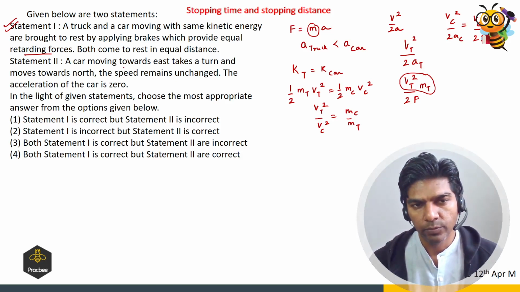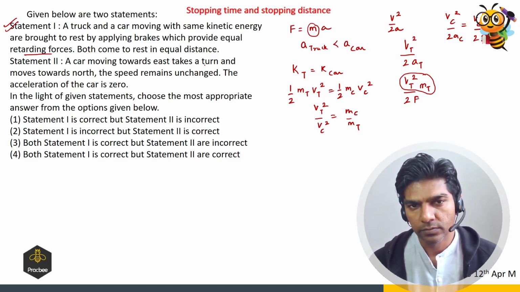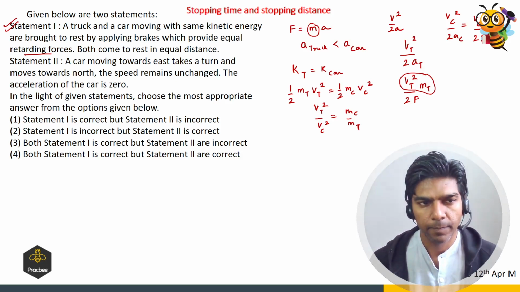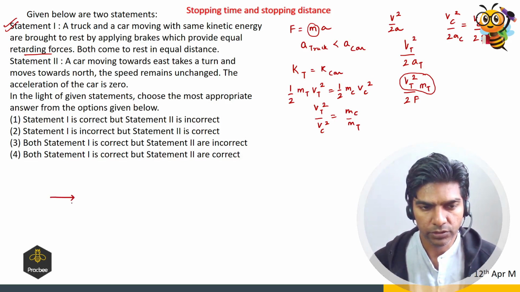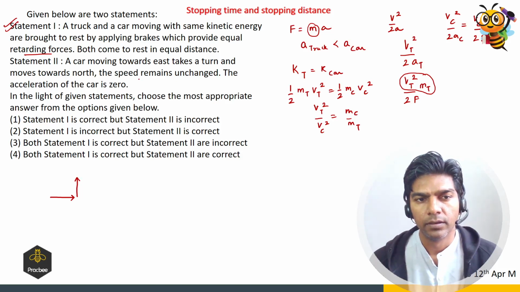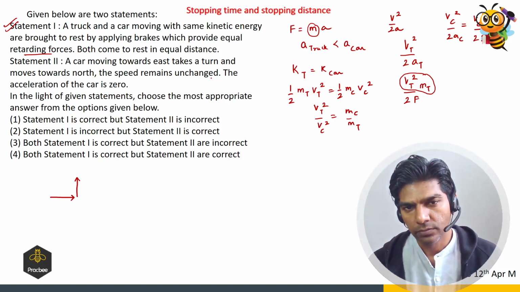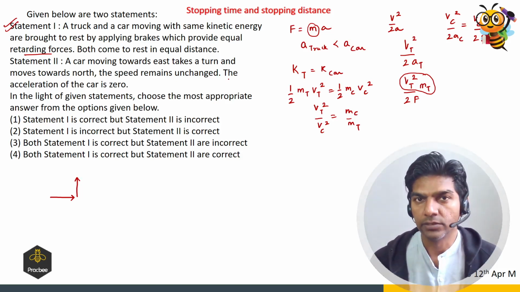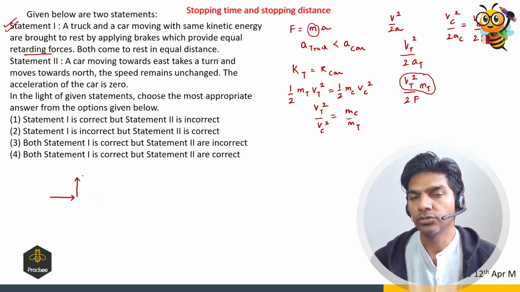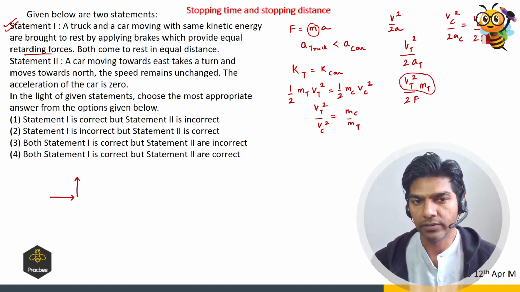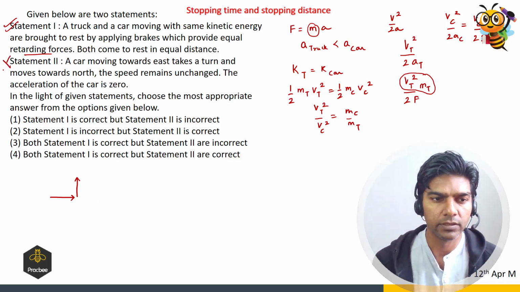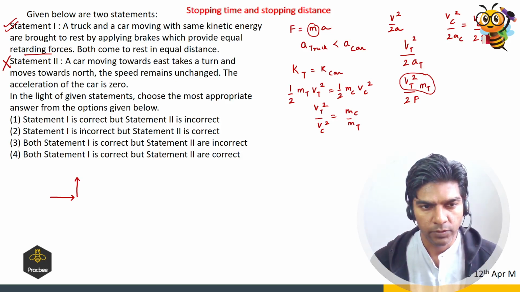Statement 2: a car moving towards east takes a turn and moves towards north. So a car which is going in the east direction takes a turn and starts moving in the north direction, and the speed remains unchanged. The acceleration of the car is 0. Since the direction of the velocity has changed, there will be acceleration. So statement 2 is incorrect. So statement 1 is correct, statement 2 is incorrect, option 1 is the right answer.